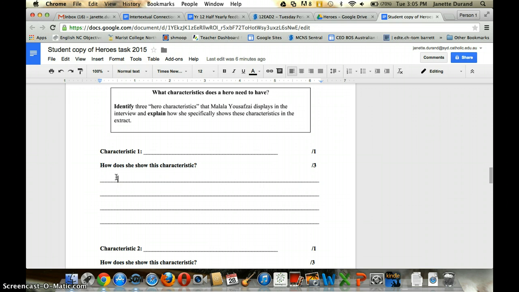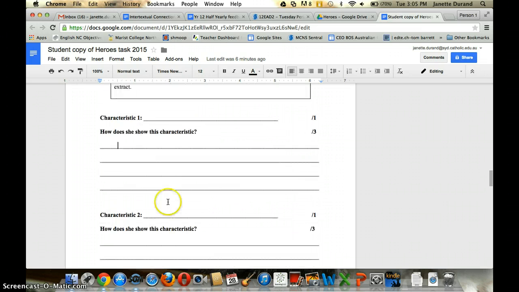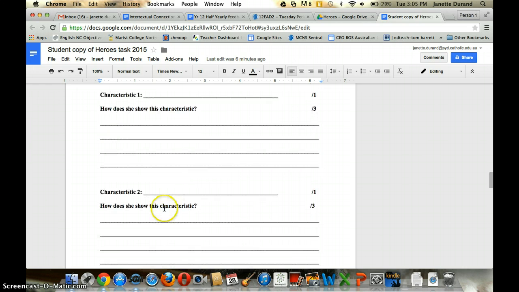So is Malala someone that never gave up, and despite being shot in the head by a Taliban terrorist, she survives, and does she give up on her cause? No, she courageously carries on with it. So you would write that in there. However, you can't write courage if it's not covered in the YouTube clip. So you need to pick attributes or characteristics that Malala actually has, and you can see in the YouTube clip.